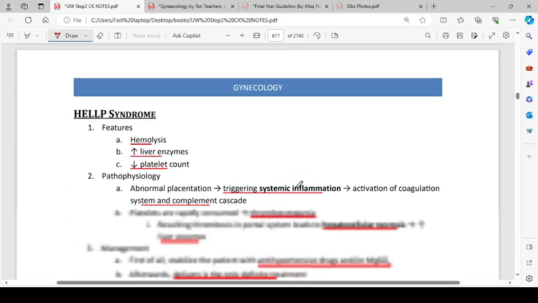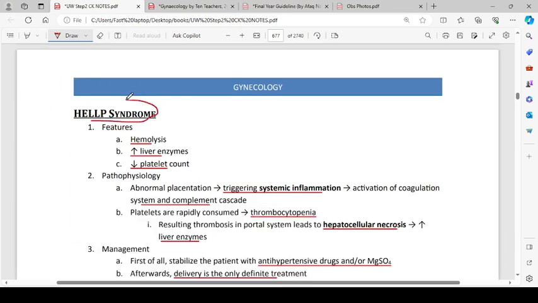Okay, what is HELP syndrome? HELP syndrome is hemolysis, elevated liver enzymes, and low platelet syndrome.